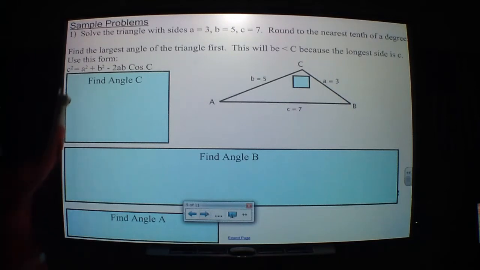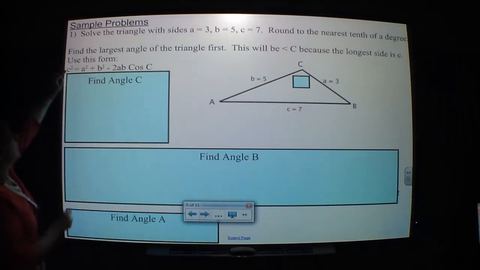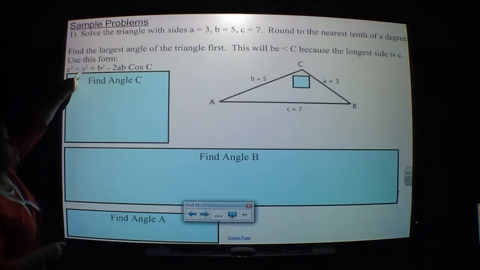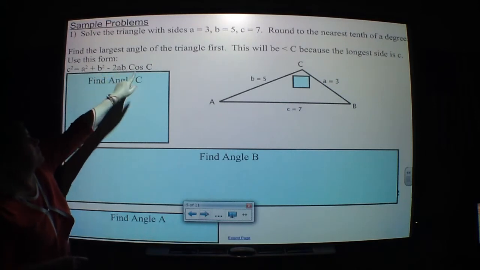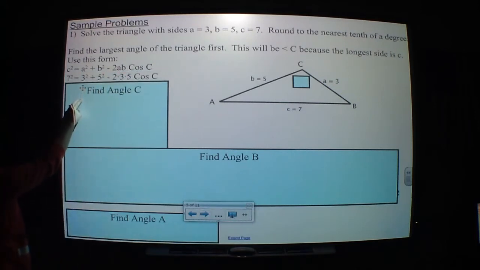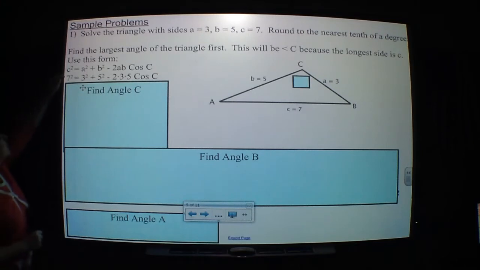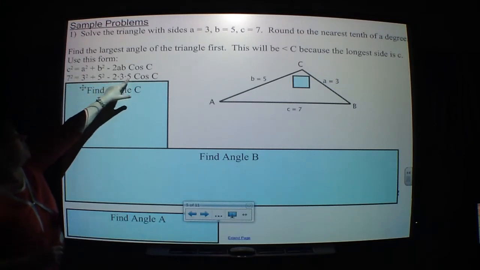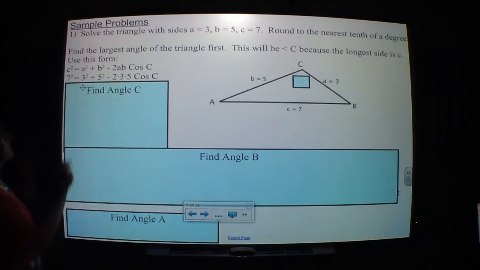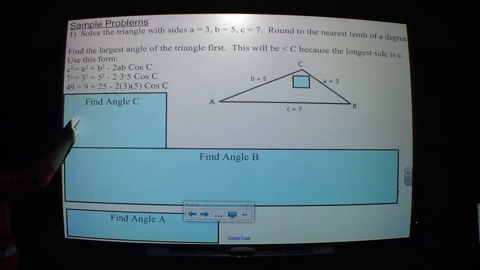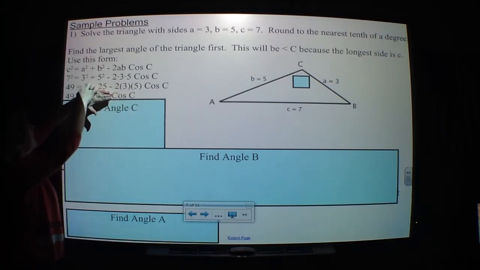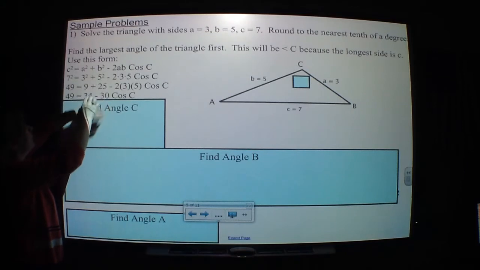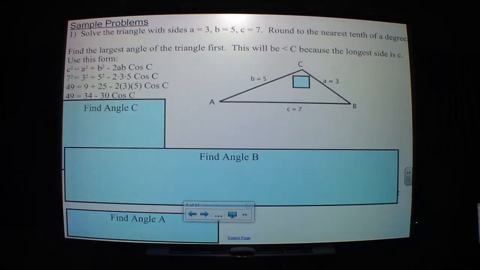So then I would use the formula c squared, so that's 7 squared is equal to 3 squared plus 5 squared minus 2 times 3 times 5 times the cosine of C. So that's what I have there. 7 squared is 49, 3 squared is 9, 5 squared is 25, and 2 times 5 is 10, times 3 is 30. You could write that as 30 if you want. 9 plus 25 is 34, so I have 34 minus 30 cosine of C.